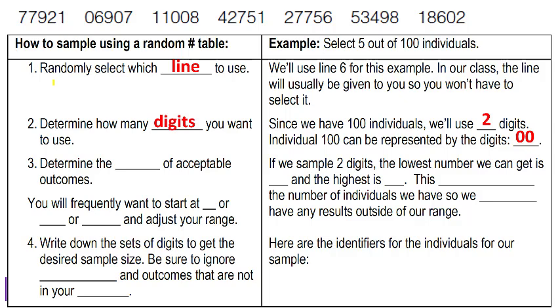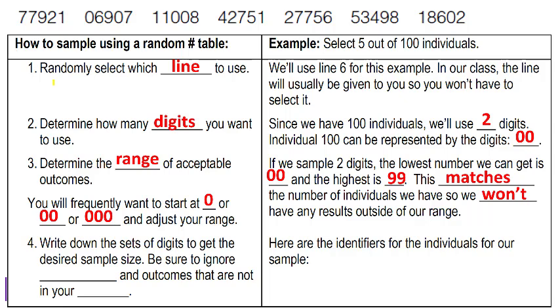So there are a couple different ways. I could say 00 to 99 or individuals 1 to 100, but sometimes it's easier to give that 00 to a special digit because it kind of matches. All right, you also need to determine the range of acceptable outcomes. If we sample 2 digits, the lowest number we can get is 00 and the highest is 99. Now this is going to match the number of individuals we have, so we won't have any results outside of our range. And I will do some examples where it doesn't match, all right? Now you will frequently want to start at 0 if you're doing 1 digit, 00 if doing 2 digits, or 000 if doing 3 digits.